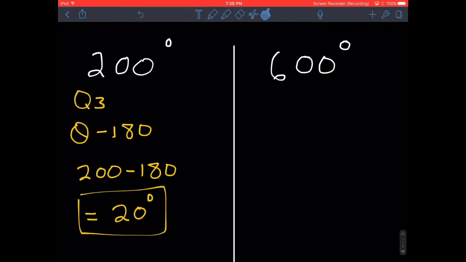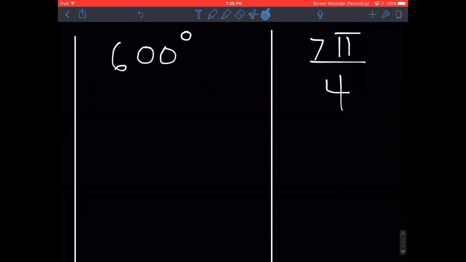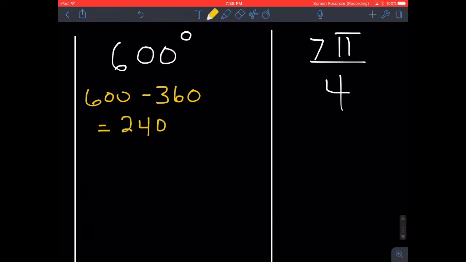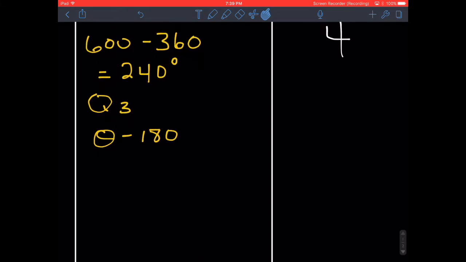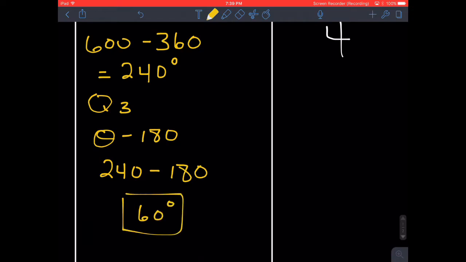Our next example is 600 degrees. Now note that this is beyond the 360 degree range that we have if we are going to use our rules. So to start, we must find a coterminal angle that exists within that range. To do that, we are going to subtract 360 degrees, which means that we are actually going to be looking at the angle 240 degrees, which is in the third quadrant. Once again, this means that we are going to do our angle minus 180 degrees. So we will do 240 minus 180, and our reference angle is 60 degrees.